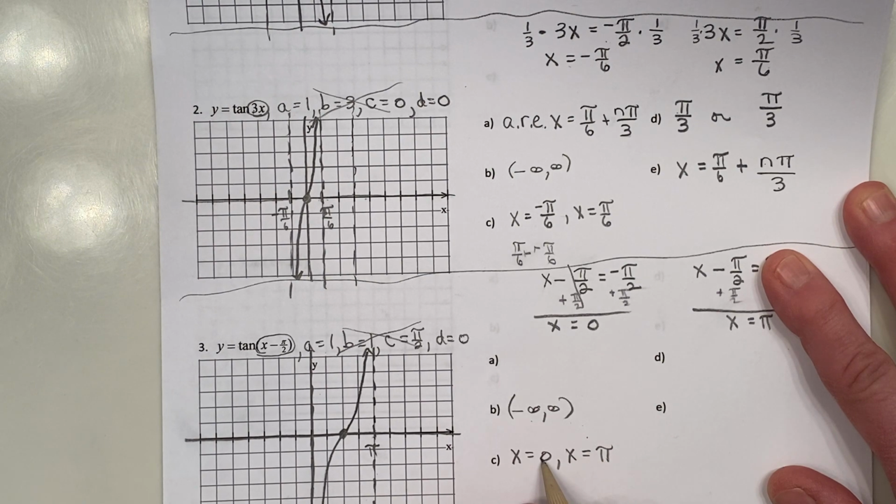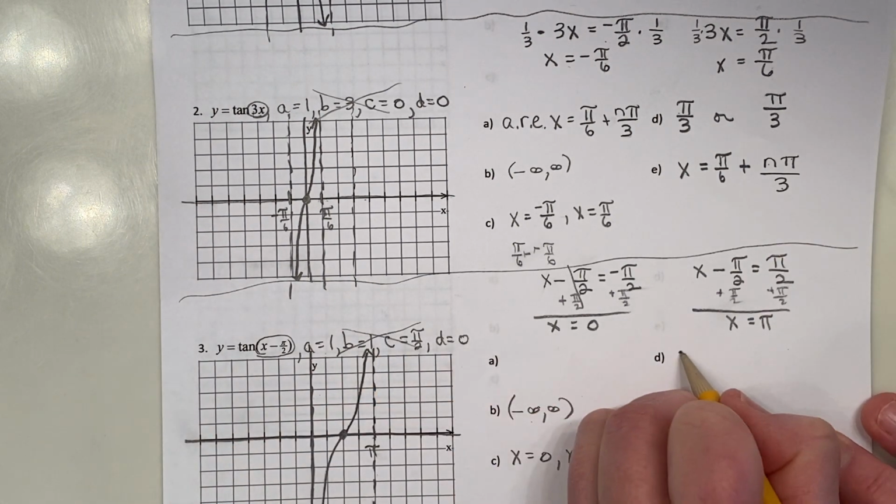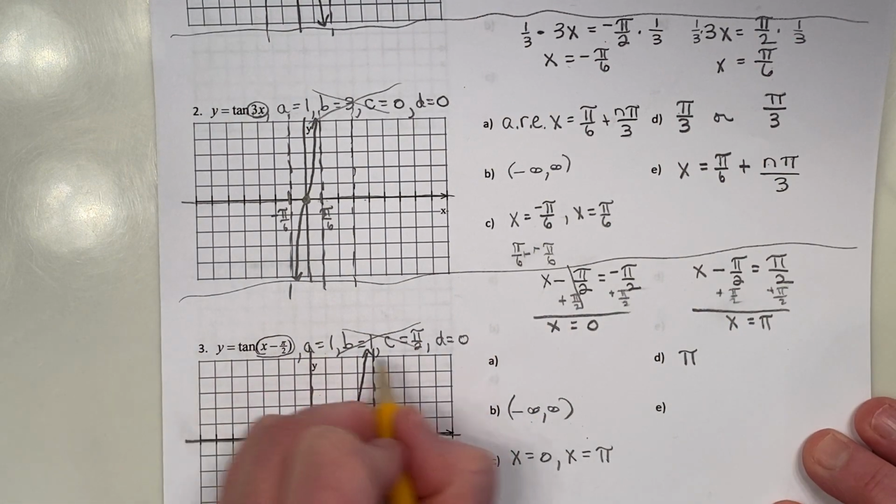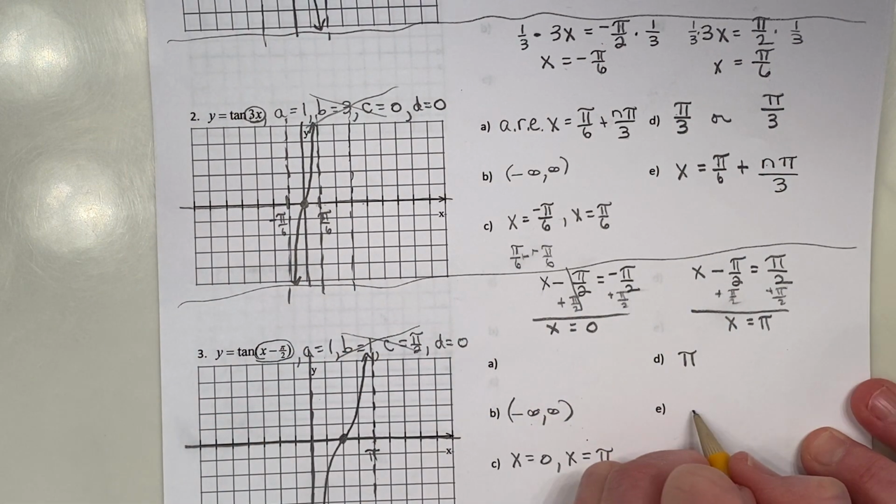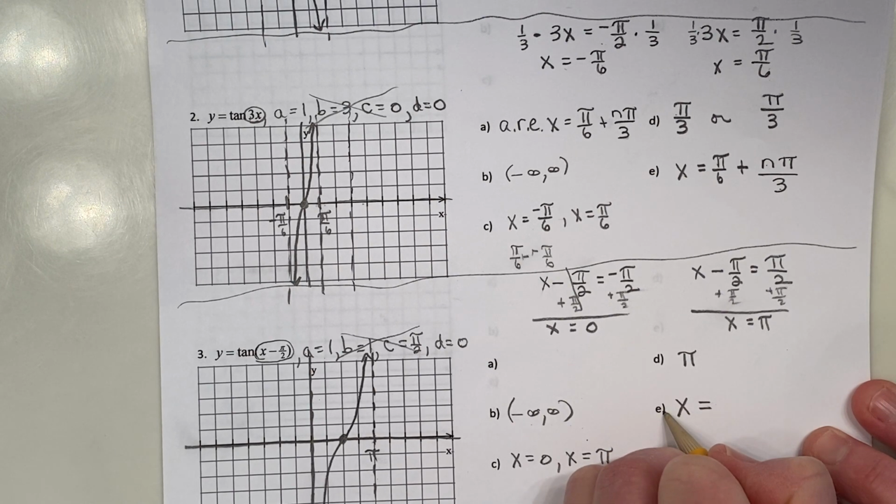I can quickly see that the distance between these two x values is pi, or I can also remember that the formula is pi divided by b. B is 1. All right, equations of the vertical asymptote.